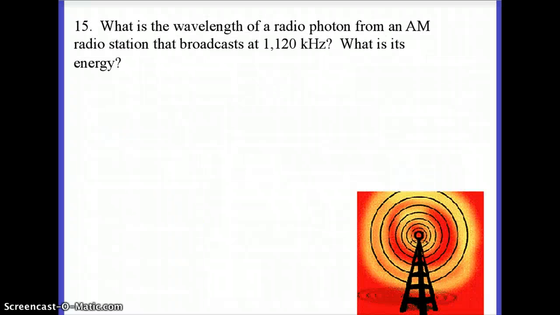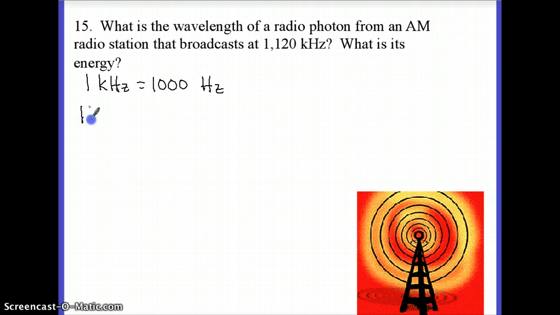But let's go to your packet and look real quick at number 15. What we have in number 15 is an AM radio station, and this is a very typical frequency for an AM radio station, 1,120 kilohertz. Now we're going to need to get things in the right units before we proceed. We can't have kilohertz. We have to convert our kilohertz to hertz. So hopefully we remember that kilo means 1,000. So 1 kilohertz is equal to 1,000 hertz.